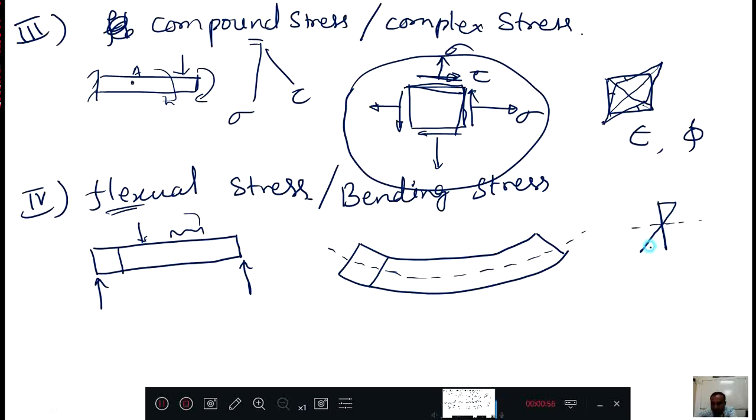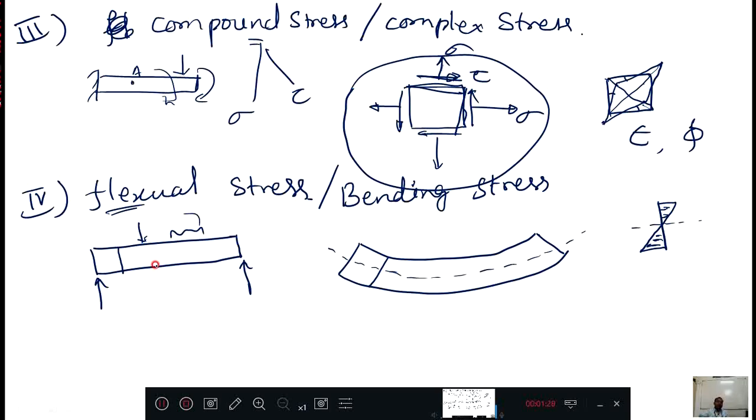Then here some resistance is offered. Strain is also there, and before deflecting that beam, I observed some resistance developed inside. That resistance is called flexural stress. If the force is a pure bending force, then that is called bending stress. The definition of flexural stress is the resistance offered by the material to bending.